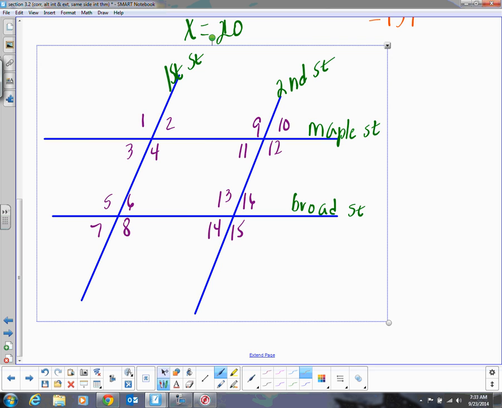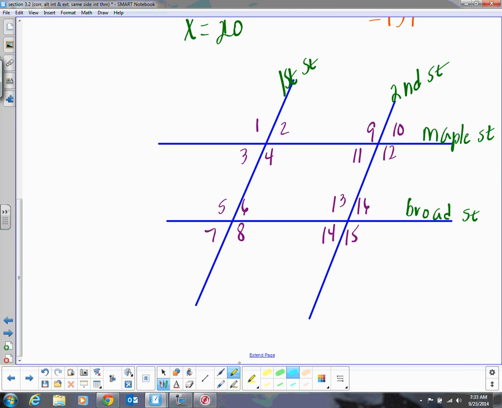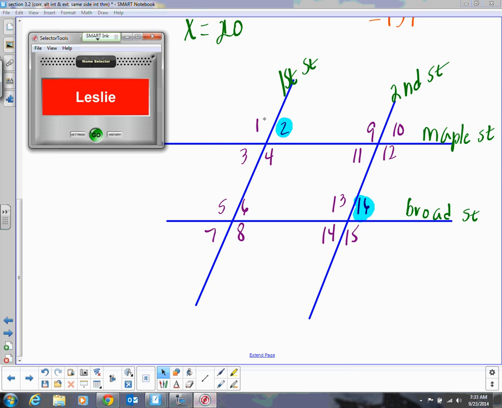All right, so here's our picture again. Where are we now? We have angle 2. Here's 2, and here is 16. So we are currently on the corner of First Street and Maple Street, and we have to get to the corner of Broad Street and 2nd Street. So are we going to first go along First Street to get to Broad Street or Maple Street to get to 2nd Street? That's the question.